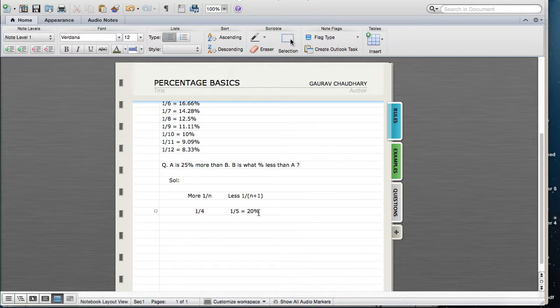The question can also be, if there is an increase in the price of sugar in a town by 25%, by what percent should a housewife reduce her consumption in order to spend the same amount as before? So the increase in price is 25%, so the increase is 1 by n, 25% is equal to 1 by 4. So the percent reduction in the consumption will be 1 by 5, which is equal to 20%.